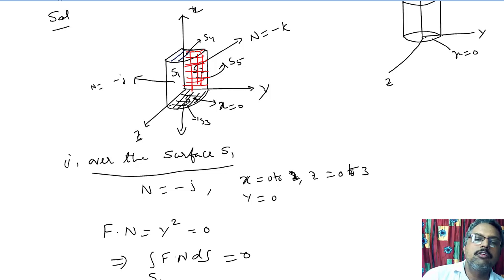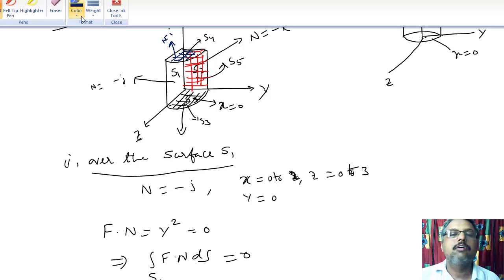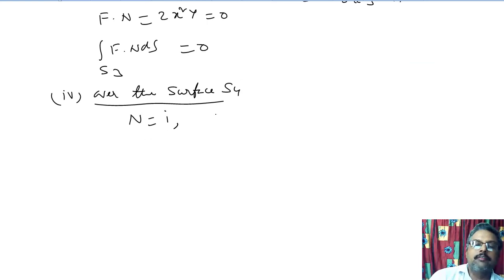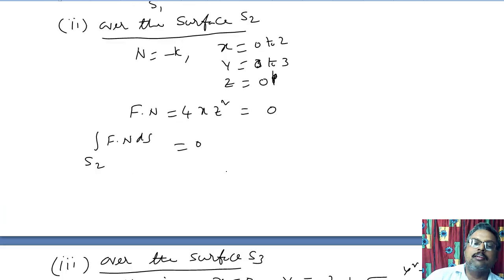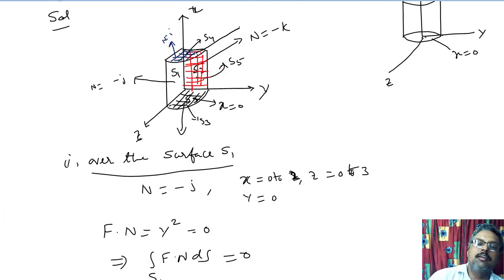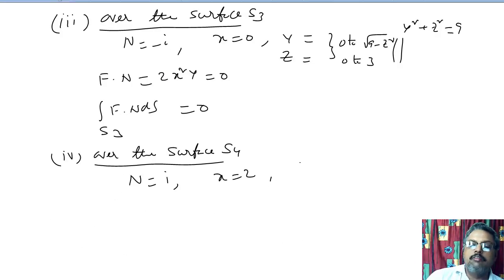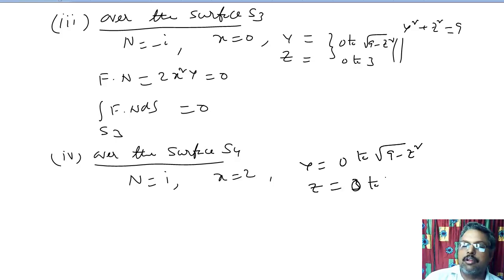Okay, this circular part. Here, outside normal is n equals i. At that point, this circle is nothing but x equals 2. X equals 2, and the y limits already discussed, 0 to 9 minus z square, and z is 0 to 3.